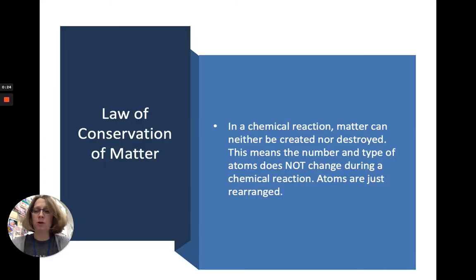So balancing chemical equations is based on the law of conservation of matter, sometimes called conservation of mass. It says that in a chemical reaction, matter can be neither created nor destroyed, and this means the number and type of atoms does not change during a chemical reaction. Atoms are just rearranged.